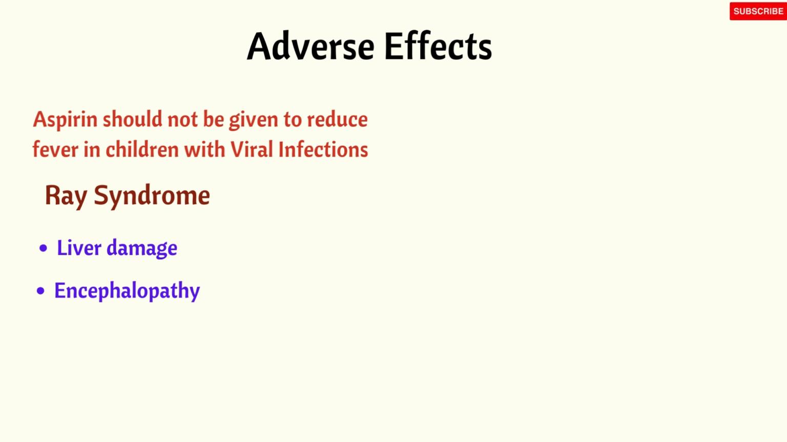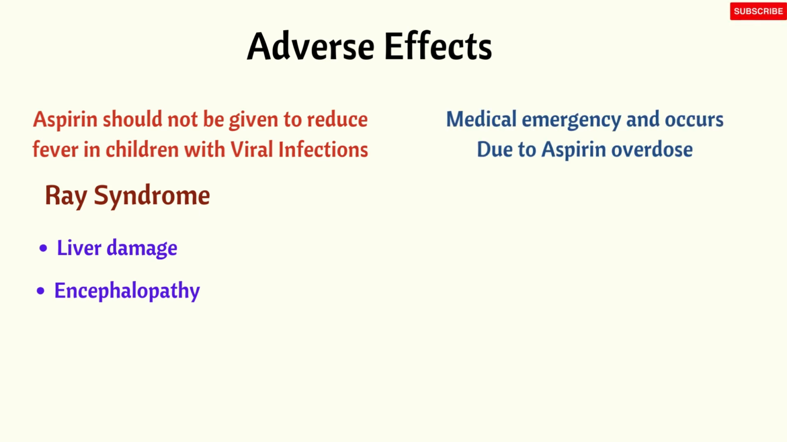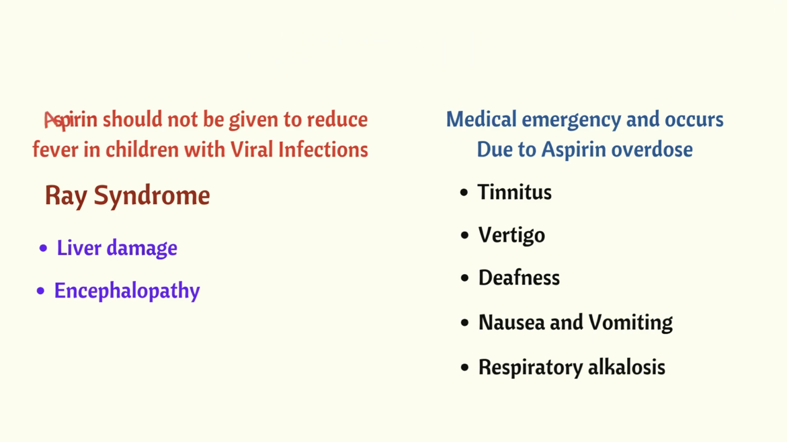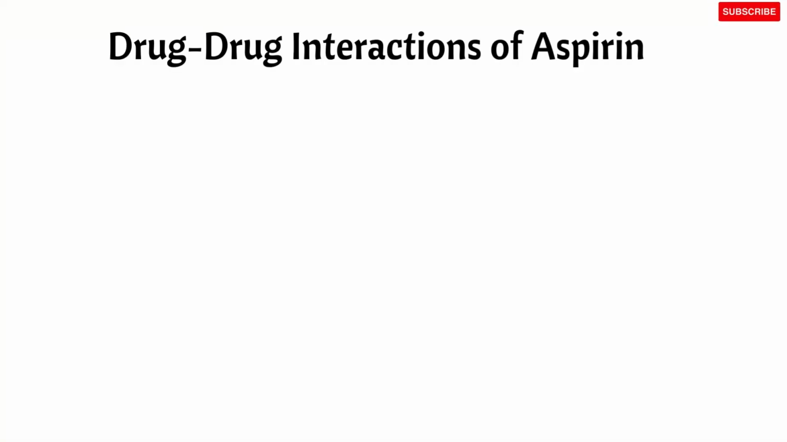Another serious adverse effect is aspirin poisoning. It is a medical emergency and occurs due to aspirin overdose, commonly seen in children and attempted suicides. Features include tinnitus, vertigo, deafness, nausea and vomiting, and respiratory alkalosis. Drug-drug interactions of aspirin.